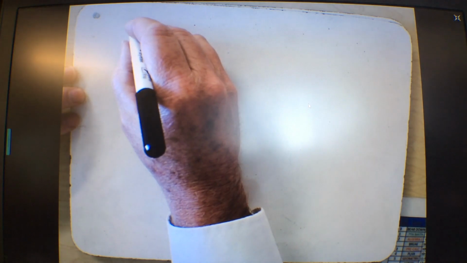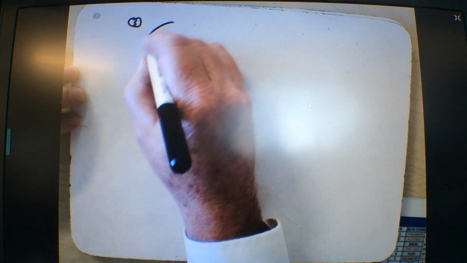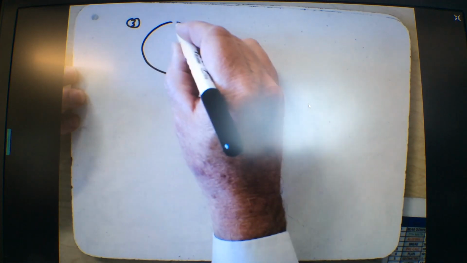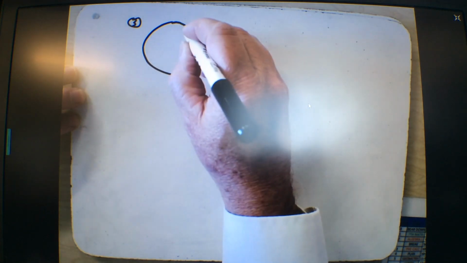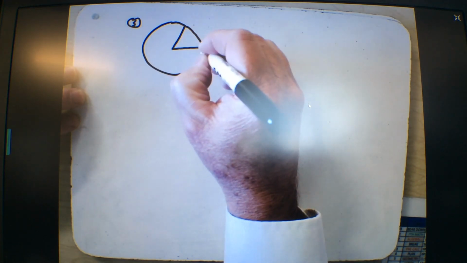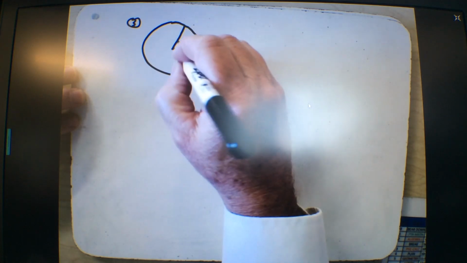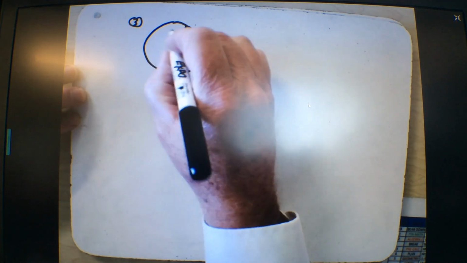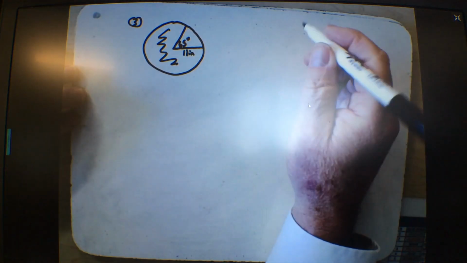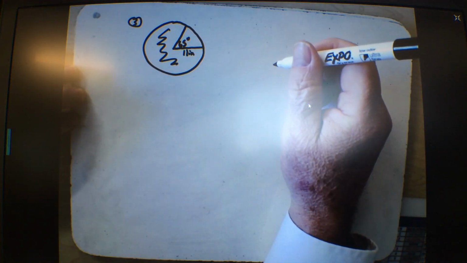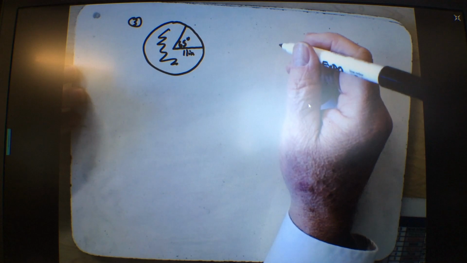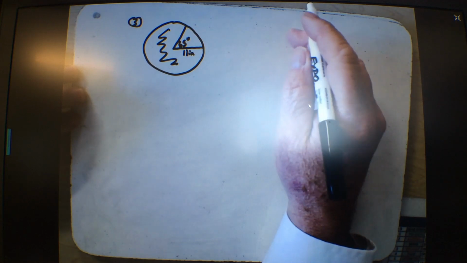All right, so I want to do a third example on this. I want to look at something different. Here's your circle, and this is 65 degrees, correct? This is 11 inches. I want you to find the area of this. Okay, so what do I need?